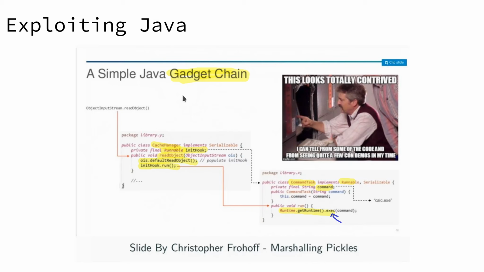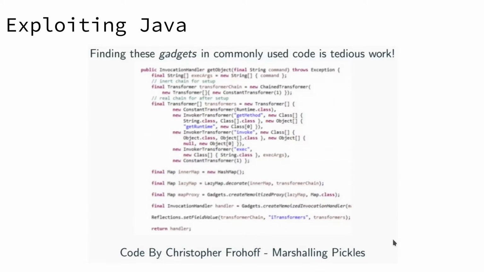Usually gadget chains are not that straightforward and not that simple. That's what this hints to. Usually they're quite complicated and really a pain to create. It's tedious work. Here's a real example. As you can see, InvokerTransformer, getMethod. Here they work a lot with reflections as well. So as an attacker, we usually don't want to write our own gadget chains because it's a lot of work. So what can we do?